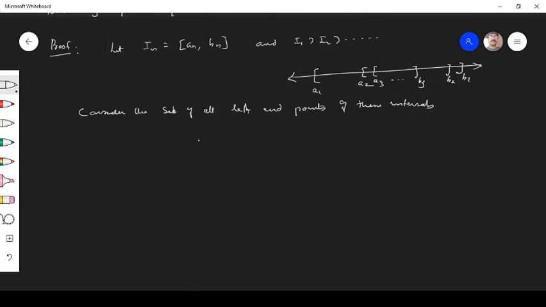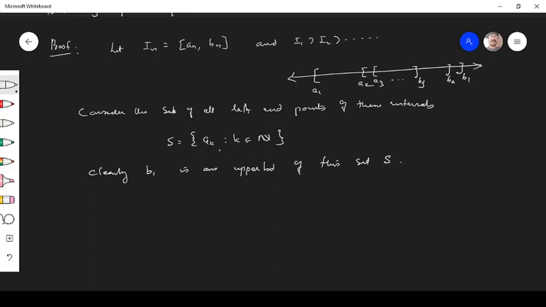That is, we are considering the set {a_k : k in N}. Clearly, b1 is an upper bound of this set. Let this set be S.